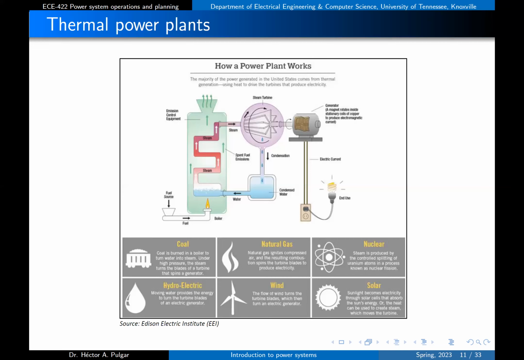Wind turbines. Well, we have different blades and a different flow. Now you have air flowing through the blades of the turbine. It will spin and you can produce power. What is the main difference between the wind turbine and the steam turbine or hydro turbine?